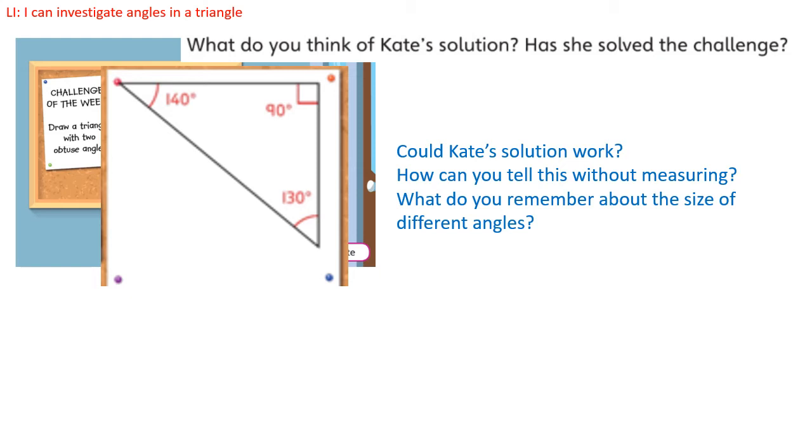She said one of them is 140 and the other is 130. Can you remember what we've just done at the beginning of the lesson? There we go. An acute angle is less than 90 degrees. So can her top left angle be 140? Well, 140 is more than 90 degrees. Does that angle look like it's more than 90 degrees? What about the bottom angle? She's labelled that as 130. Could that be right? Remember, an acute angle is less than 90 degrees. What do you think? Does Kate's solution work?